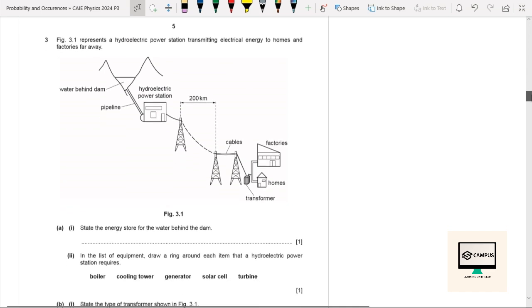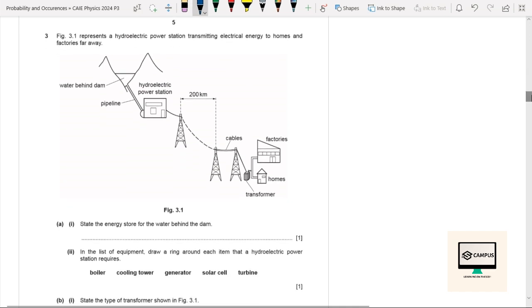So this is a hydroelectric power station transmitting electrical energy to homes and factories. We have a reservoir, which is shown as the water behind the dam. Then a pipeline drives the turbine of a hydroelectric power station, and the generator generates the electrical power, which is transmitted over cables and a distribution transformer, then powers homes and factories. State the energy stored in the water behind the dam. So for the water behind the dam, the energy source is the potential energy or the gravitational energy.